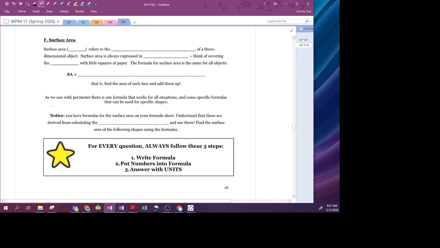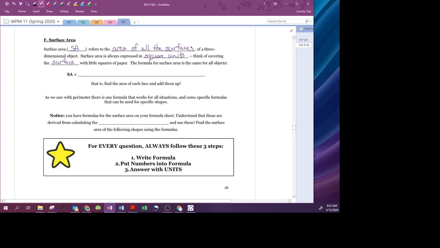All right, now we're going to look at surface area, which is abbreviated SA, and it refers to the area of all surfaces of a three-dimensional object. Okay, it's the combined area of all the surfaces. Surface area is always expressed in square units. Think of covering the surface with little squares of paper. And the formula for the surface area is the same for all objects.